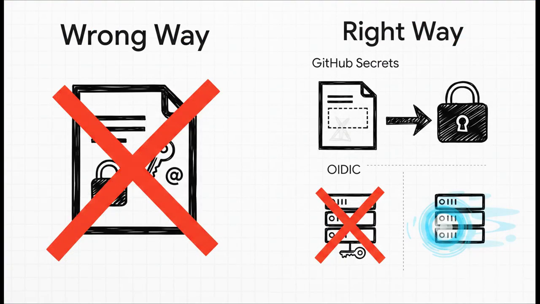Let's talk security, and this is a big one. Never, ever, ever put passwords or API keys directly in your YAML files. Instead, use GitHub's encrypted secrets. You store them in your repo settings where they're safe, and then you just reference them with this special secret syntax. And for cloud stuff, the absolute best practice today is something called OIDC. Instead of storing a password at all, your pipeline gets a temporary, short-lived token when it runs. It's like giving it a one-time entry code instead of leaving a key hidden under the doormat.